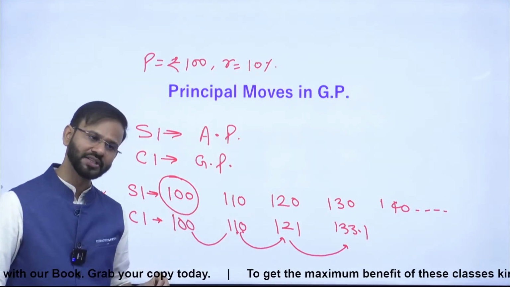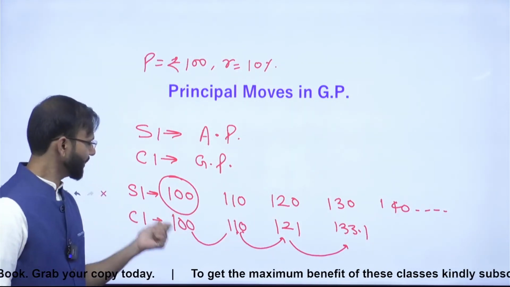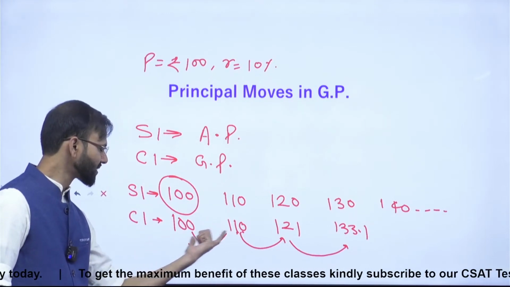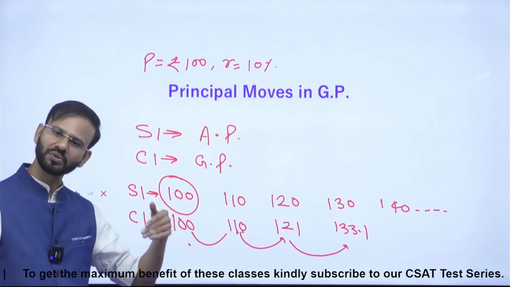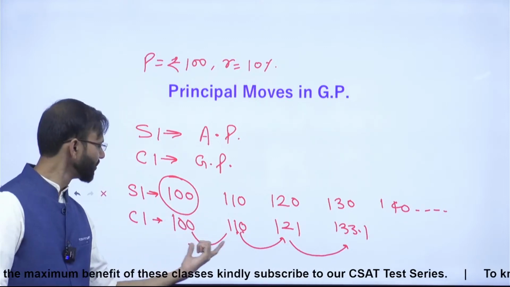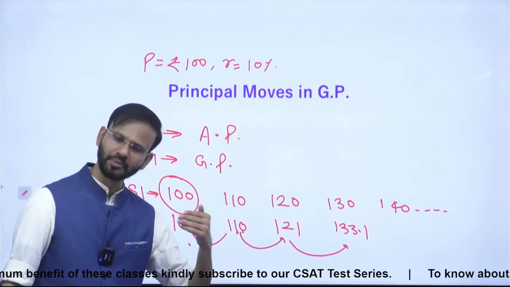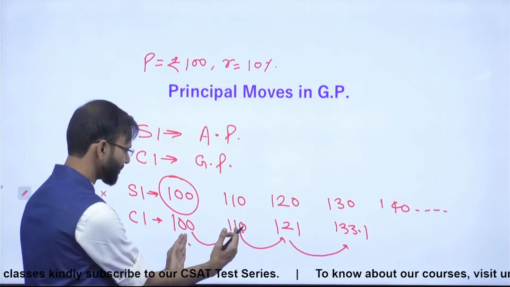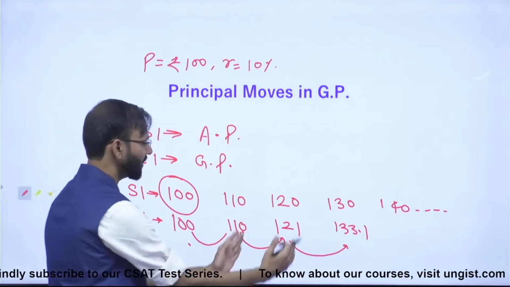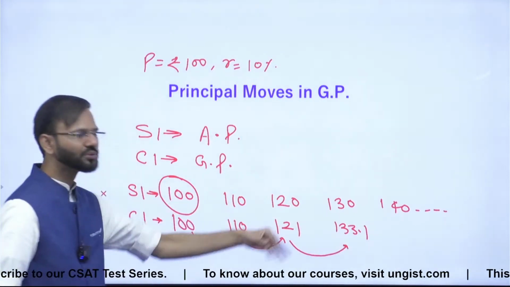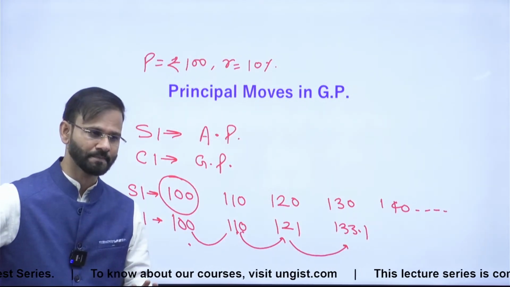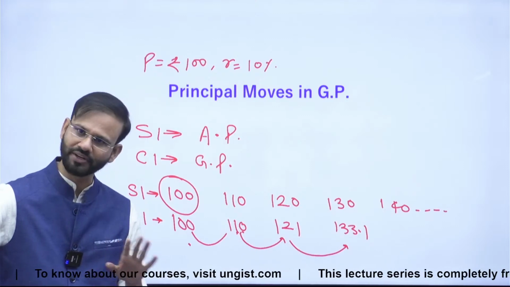GP means geometric progression, where the ratio between two consecutive terms remains same throughout the series. I repeat, ratio between any two consecutive terms remains same throughout the series. Here that ratio is 10:11. This is 10:11. This is again 10:11, and throughout the series it will be 10:11 only. Guys, it is clear, right? All of you fine now?